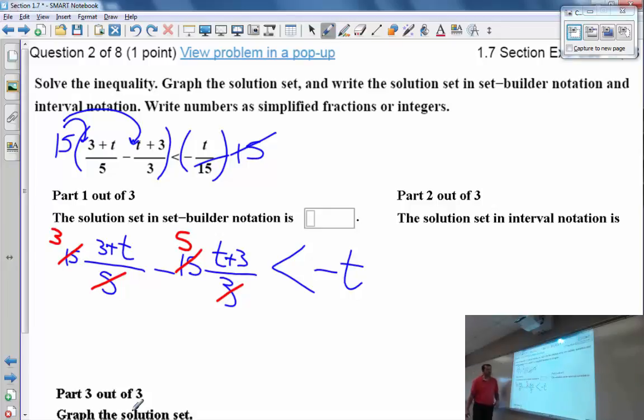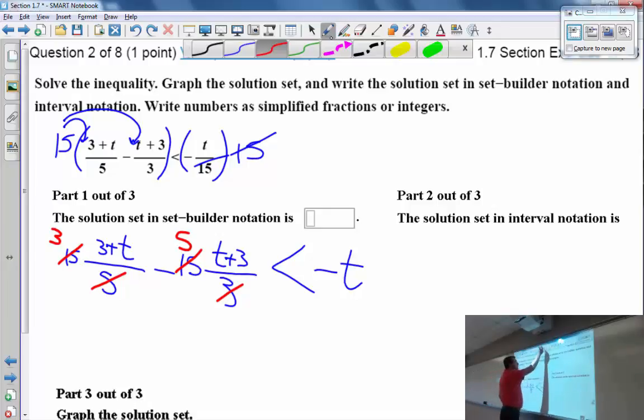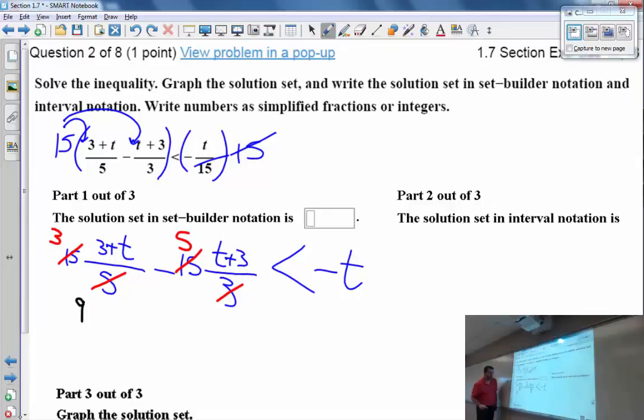Alright, look how I'm multiplying this thing. I will go ahead and multiply 3 times 3. What is 3 times 3? Everybody knows that, right? 9 plus t. Okay? And then I have minus 5. Don't forget, we have a minus in front. This is a minus 5. You multiply. Minus 5t.